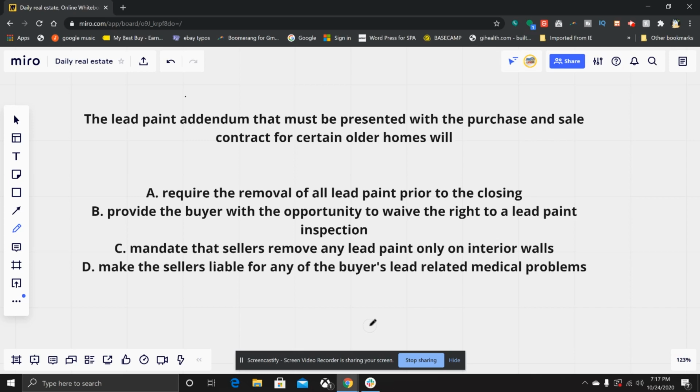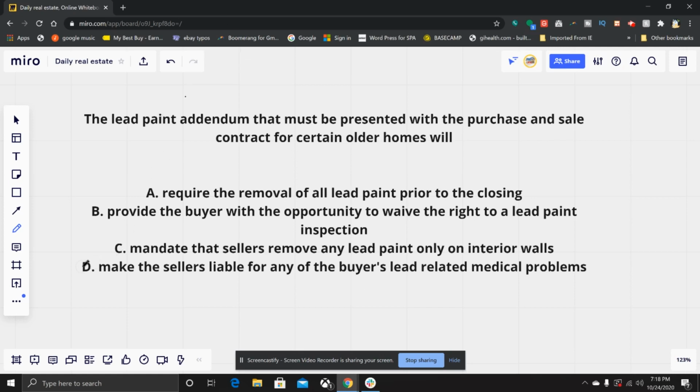Here's the question: the lead paint addendum that must be presented with the purchase and sale contract for certain older homes will A, require the removal of all lead paint prior to the closing, B, provide the buyer with the opportunity to waive the right to a lead paint inspection, C, mandate that the sellers remove any lead paint only on interior walls. Or D, make the sellers liable for any of the buyer's lead related medical issues.